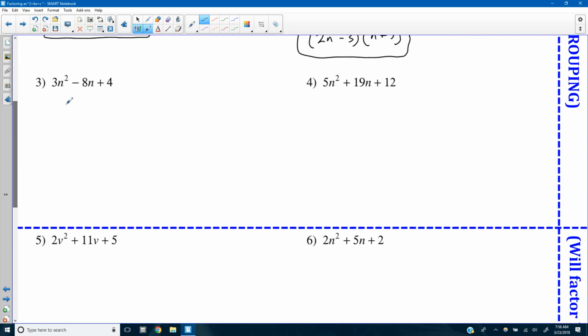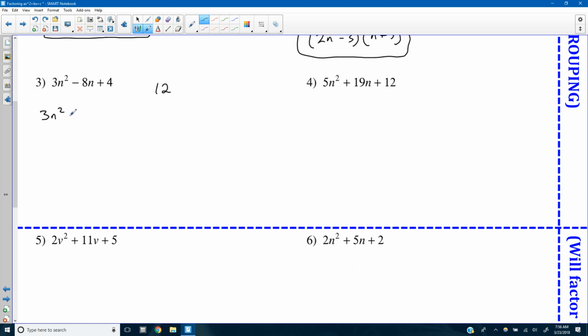Okay, number 3, 3n squared minus 8n plus 4. No common factor, so I'm going to begin. What two numbers multiply to 12 and add to negative 8? 12 is a positive number, 8's a negative number. Both my factors will be negative because negative times negative is a positive, and I'll have a negative sum. Negative 12, negative 1, no. Negative 6, negative 2, yes. So, negative 6, negative 2.